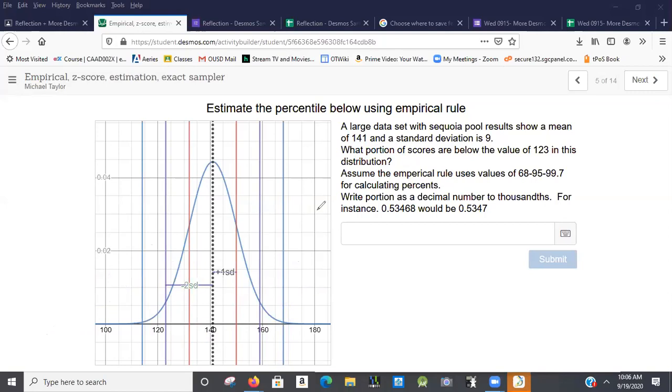All right, we're using our empirical rule. In our empirical rule, 68% of the data is between these 2 lines, the red lines.